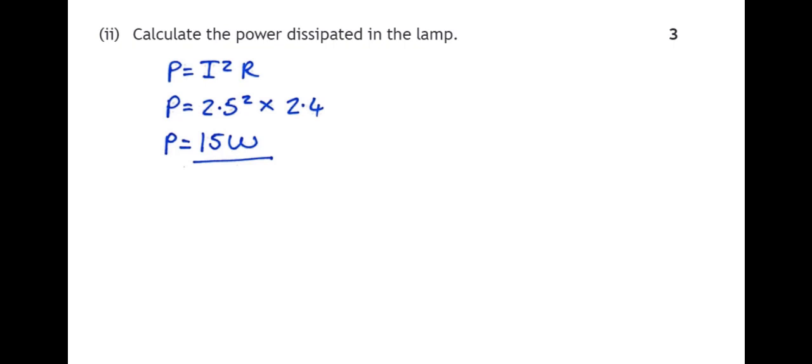Part 2, calculate the power dissipated in the lamp. Now, we know the current flowing through the lamp, and we now know the resistance of the lamp. So for the power dissipated in the lamp, we can use the formula P equals I squared R. 2.5 squared times 2.4, 15 watts.